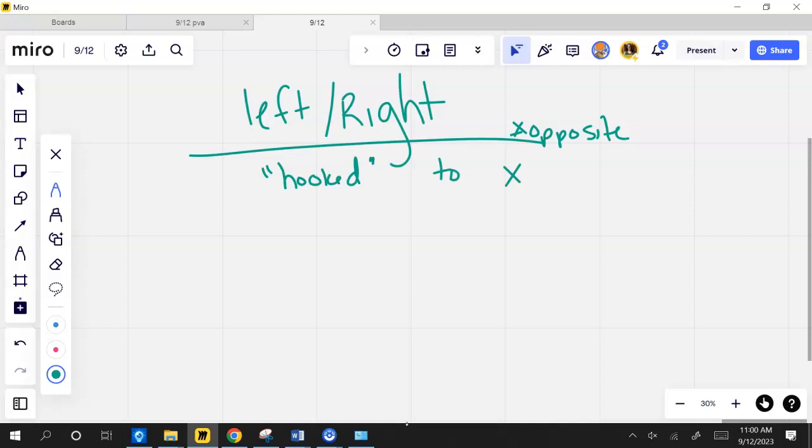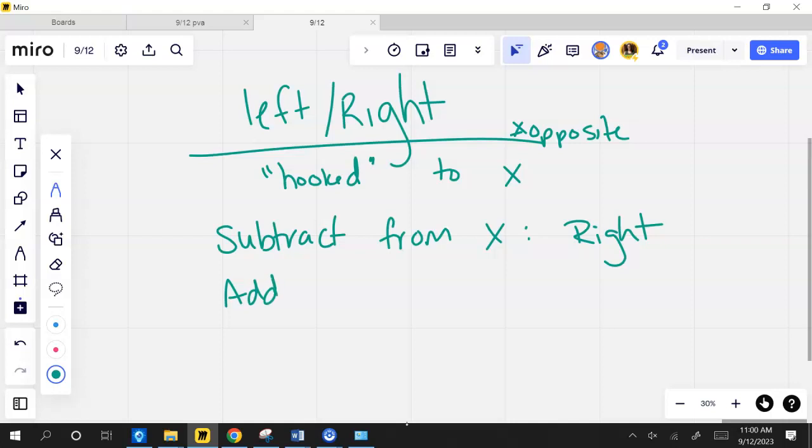These are hooked to the x. Anything left, right is out, and I'll show you why. If you subtract from x, not the end of the equation, but it has to be hooked to the x. Any operation being done to x, these are generally in parentheses, and then that operation is outside, and I'll show you exactly what I'm talking about. Subtracted from x moves to the right, and added to x moves to the left.